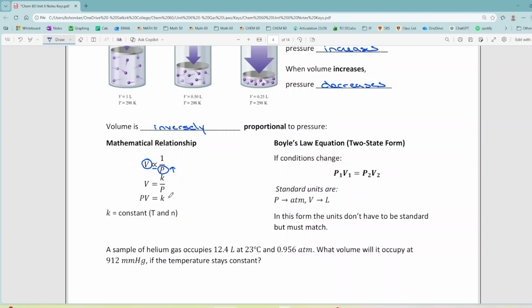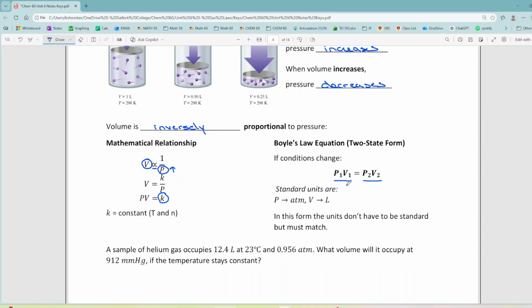Another way of writing that is that this constant K is equal to pressure times volume. And now with this relationship, this constant K, we could say that two K values are going to be equal to each other when you have constant temperature and number of moles. And so we can say that P1V1 equals P2V2. And we call this the Boyle's law equation in its two-state form.